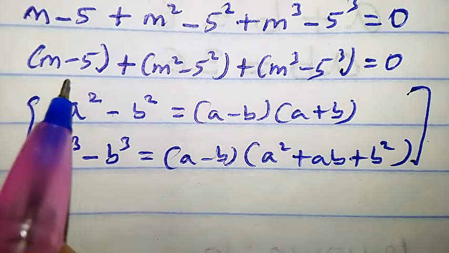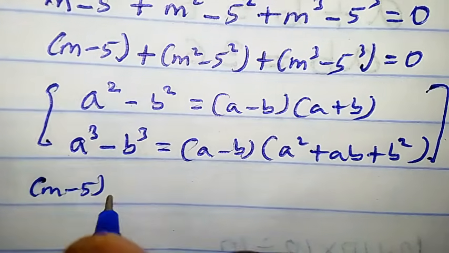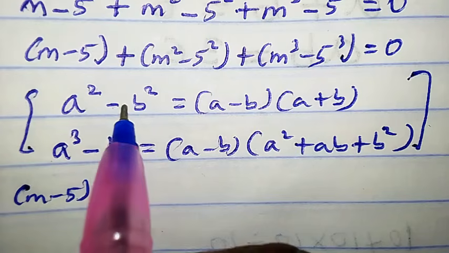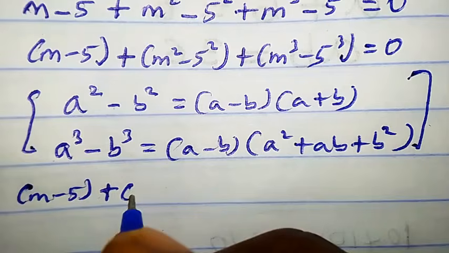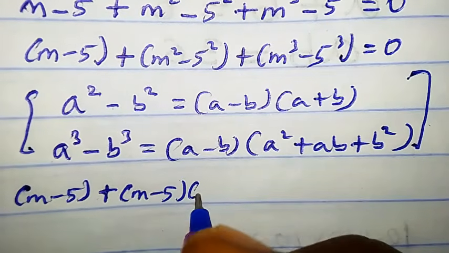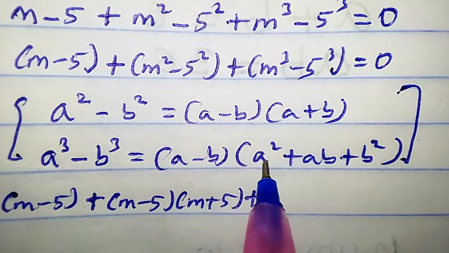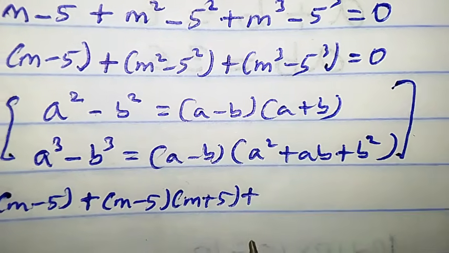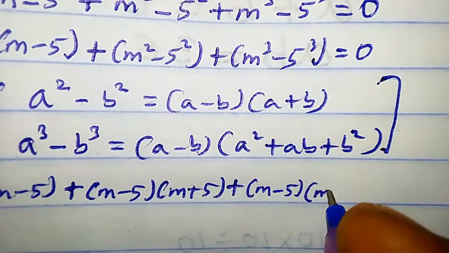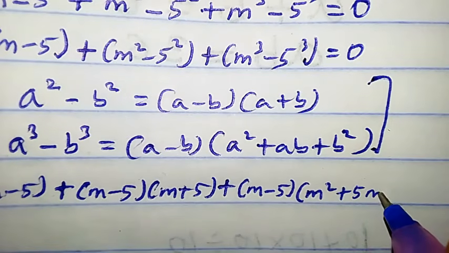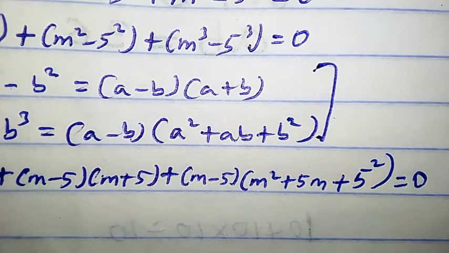Very important. From this line now, we have m minus 5 plus, applying this first identity to this guy, we're gonna have m minus 5 times m plus 5 plus, applying this second identity to this guy, we simply have m minus 5 times m square plus 5m plus 5 square. Everything equal to 0.